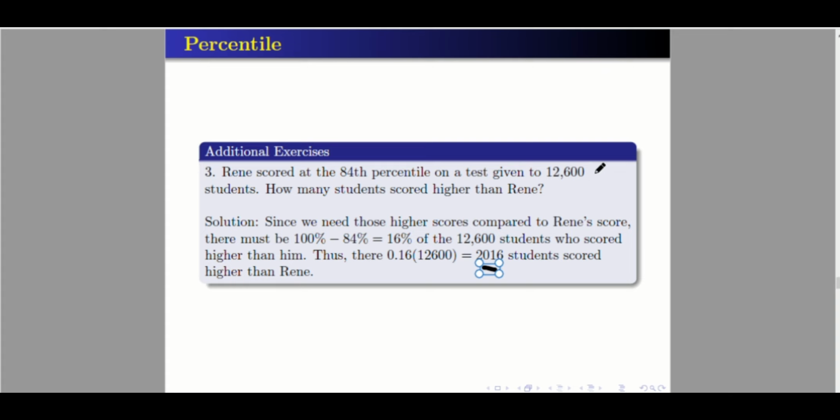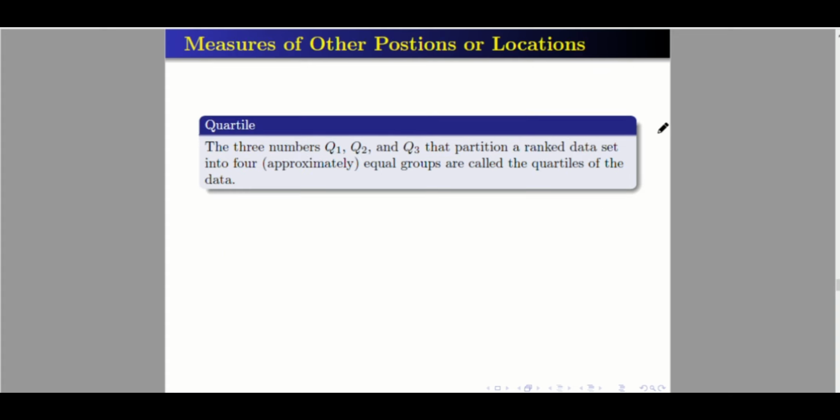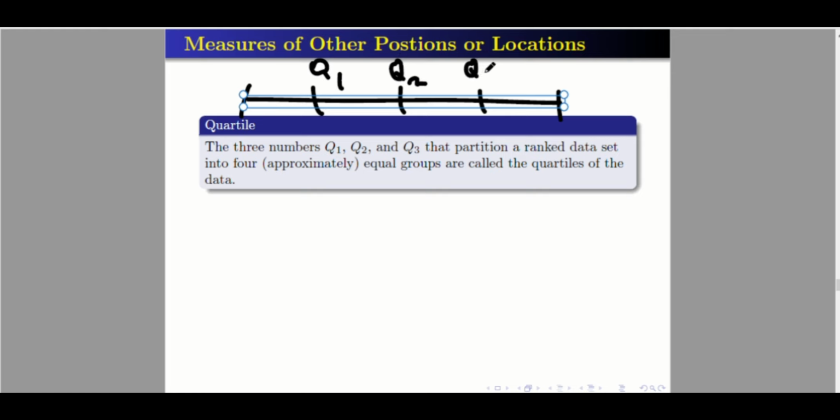Okay, so this is percentile. Now let's go to quartile. The three numbers Q1, Q2, and Q3 that partition a ranked data set into four equal groups are called quartiles of the set of data. So if we divide this, we have the median, so we have the Q1, the Q2, and the Q3. Actually Q2 is the median, as what we've discussed. So Q2 is the median, at the center.